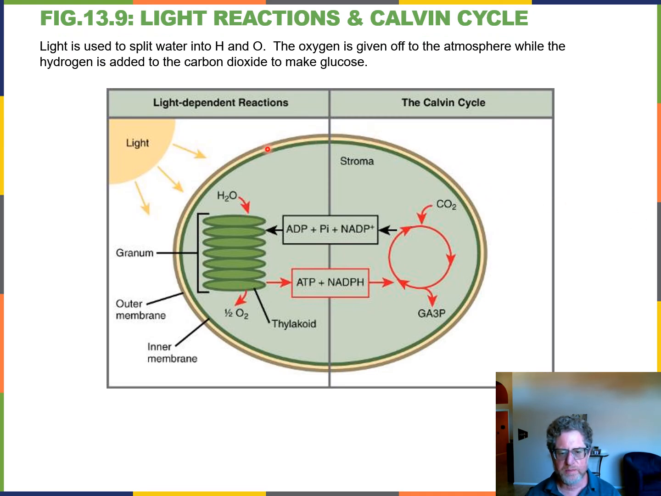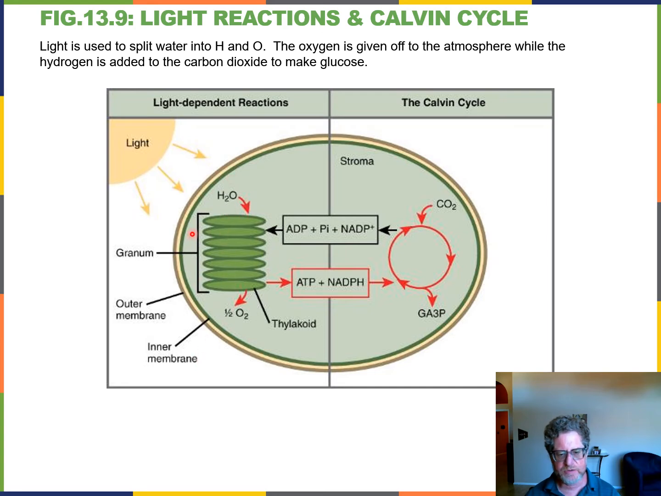So here's a chloroplast, and it's showing you the two processes that happen in the chloroplast. The light reactions, which happen in the thylakoid membranes, capture light and use it to break water into oxygen and hydrogen. Oxygen is a waste product. Plants get rid of it. That's pretty good because as animals, we need oxygen.